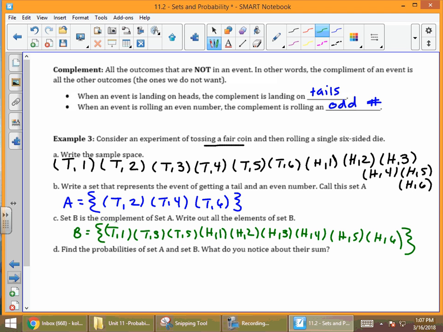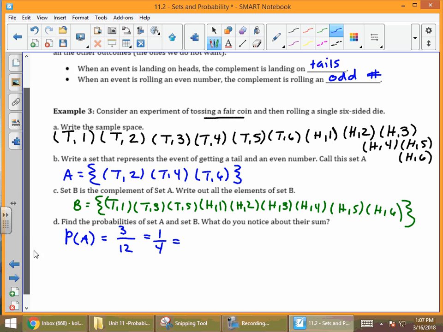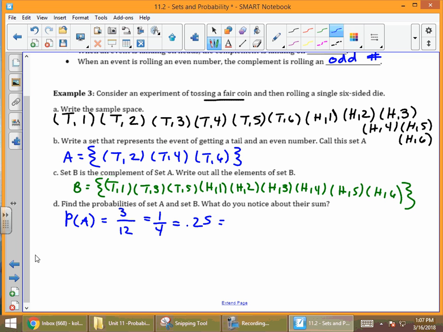Now in D, we're going to find the probabilities of these two sets happening. So we're going to find the probability of A, just like we did yesterday. Draw your fraction. What goes in the bottom of your fraction is the total outcomes. How many total possible outcomes did we have? How many parentheses did we have in our sample space? 12. Of those 12, how many fit into set A? 3. So 3 out of the 12. And then reduce fractions if you can. What does 3 out of 12 reduce down to? 1/4. Which is what as a decimal? 0.25. Which is what as a percent? 25%.